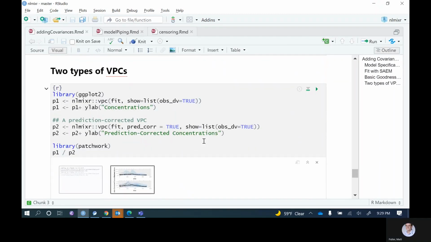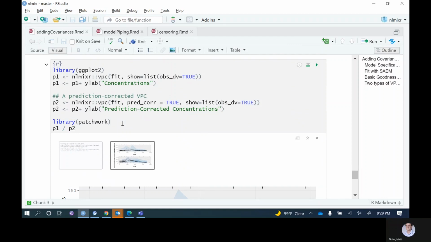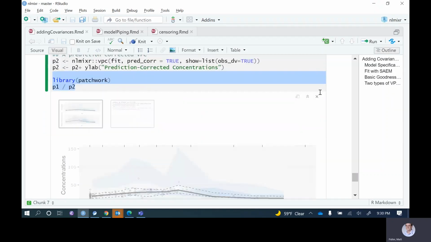Last thing we might want to do is this visual predictive check. So there's two different types of visual predictive checks that are common. One is a standard visual predictive check, and then there's also a prediction corrected visual predictive check. Right here, this pred corr equal to true is the difference you need to have a prediction corrected VPC. And then if you want to stack these two ggplots on top of each other, you can use patchwork and use a plot1 divided by plot2 type of syntax, and then you'll get both plots here.